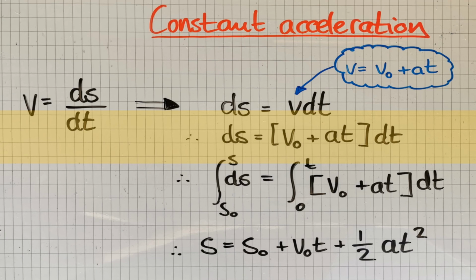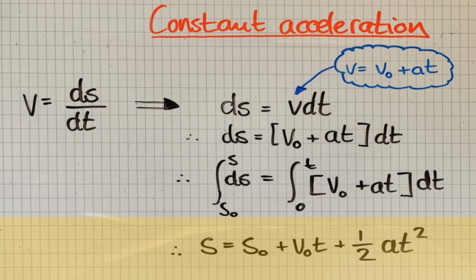Now we integrate both sides. On the left hand side, you integrate from s0 to s, and on the right hand side, you integrate over a certain time period. So that is from 0 to t. On the left hand side, you'll get, after integrating, s minus s0. So in this line, I've just taken the s0 over to the other side already.